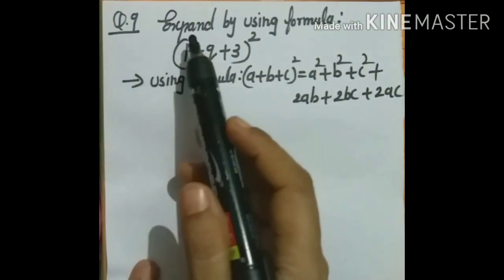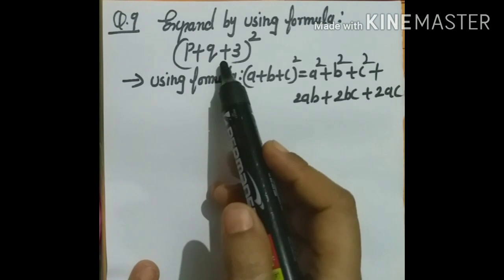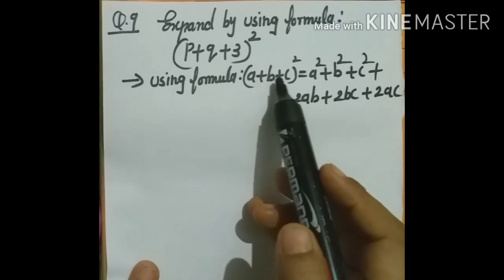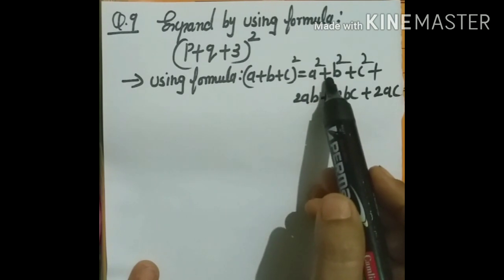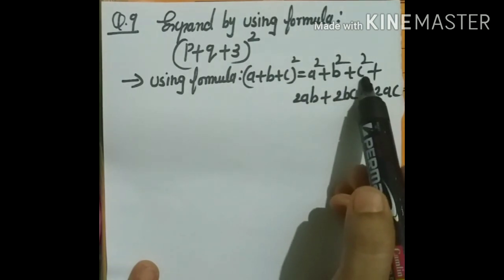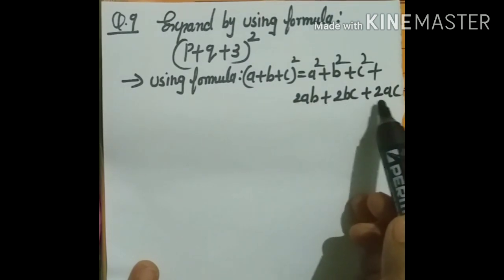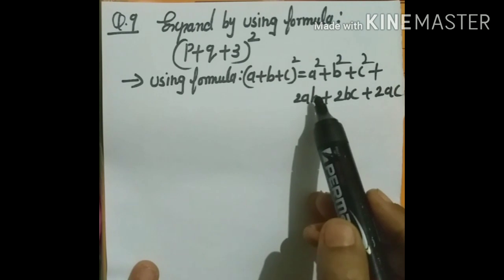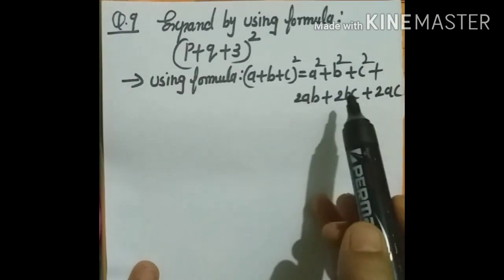Question number 9. Expand by using formula. Here children, we have to expand this question by using formula. Using formula, a plus b plus c whole bracket raised to square equal to a square plus b square plus c square plus 2ab plus 2bc plus 2ac. You have to learn children this formula. If you know the formula, then only you can expand these questions. Without formula, you can't expand children. So everyone have to learn this formulas children.